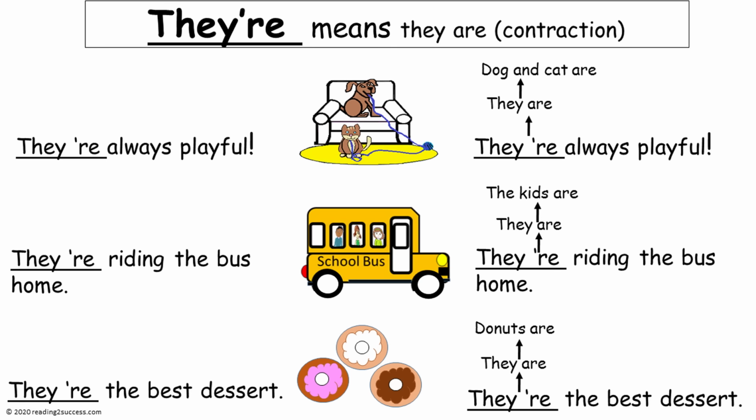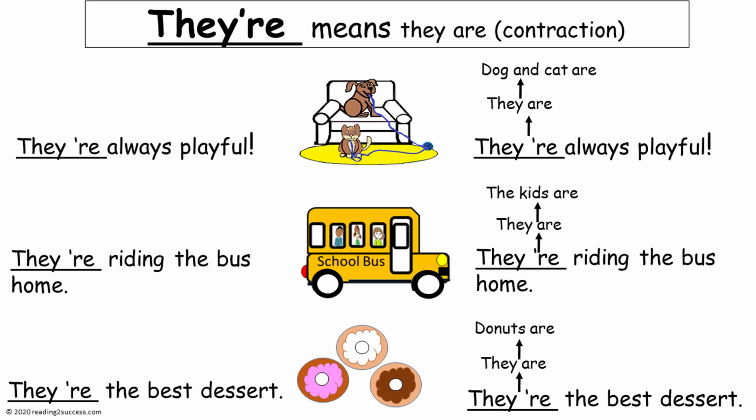Then go to the second sentence. They're riding the bus home. And to answer who is riding the bus home, read they are riding the bus home, and then read the kids are riding the bus home.